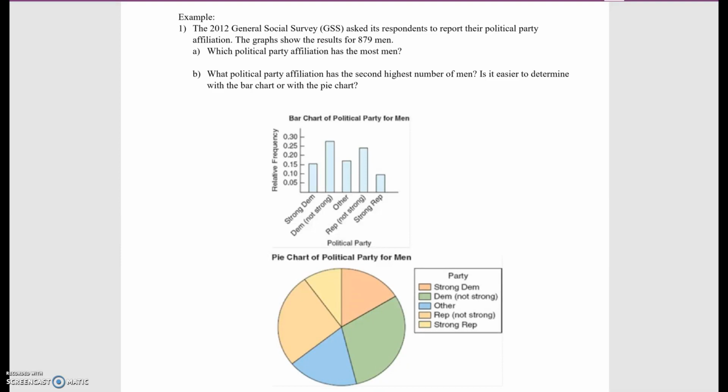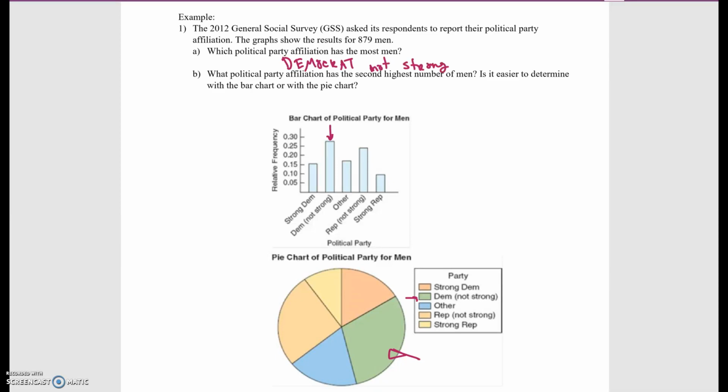piece of the pie. Now, it's pretty clear here that Democrat, not strong, is the highest. And for this one, you can also see that the green one tends to have more area. So Democrat, not strong, is the answer. So this will be Democrat, not strong. All right, so that will be the answer.